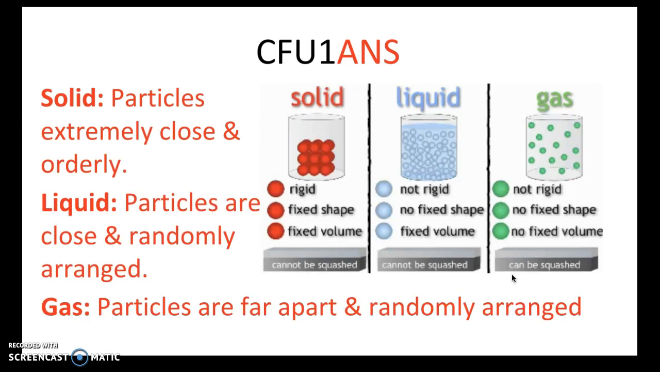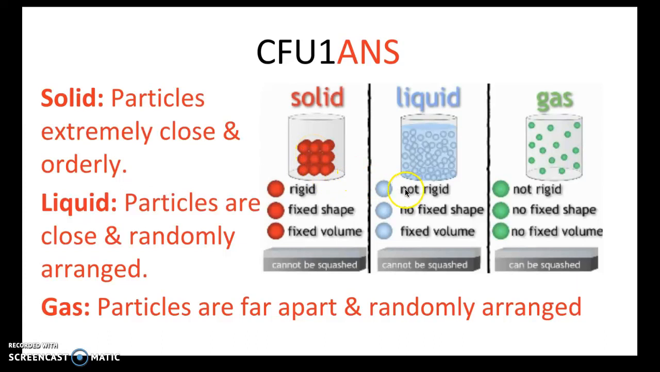All right, so the particles of a solid are extremely close and orderly. You can see that here it looks very ordered and they're really close together. And so that helps to explain the fact that the solid is rigid, it has a fixed shape and a fixed volume. You cannot squash this because they don't really have much room to move, okay?